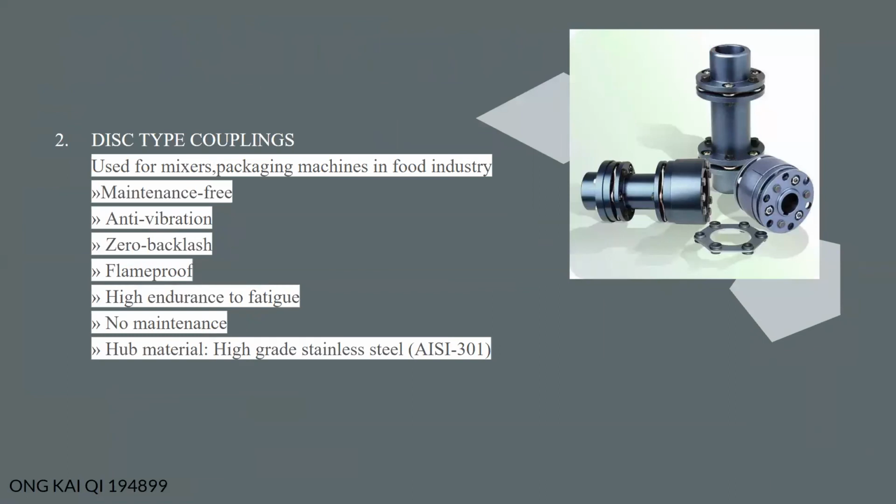The second type of coupling is the disc type coupling. It is also used mostly for mixers and packaging machines in the food industry. It is also maintenance free, anti-vibration, zero backlash, flame proof, with high endurance to fatigue, and the materials are usually high grade stainless steel.